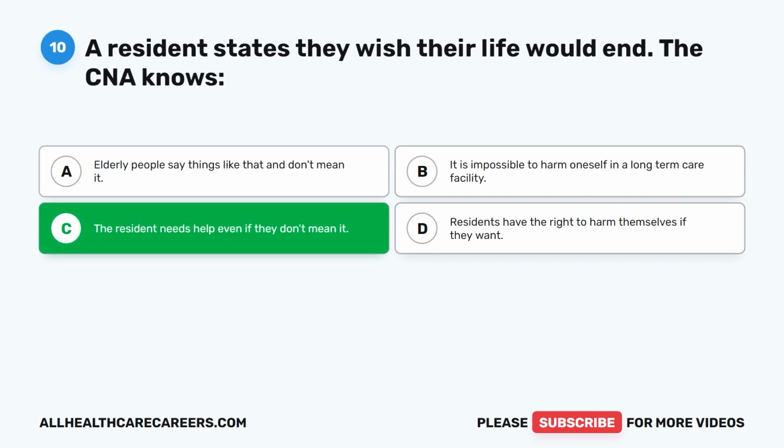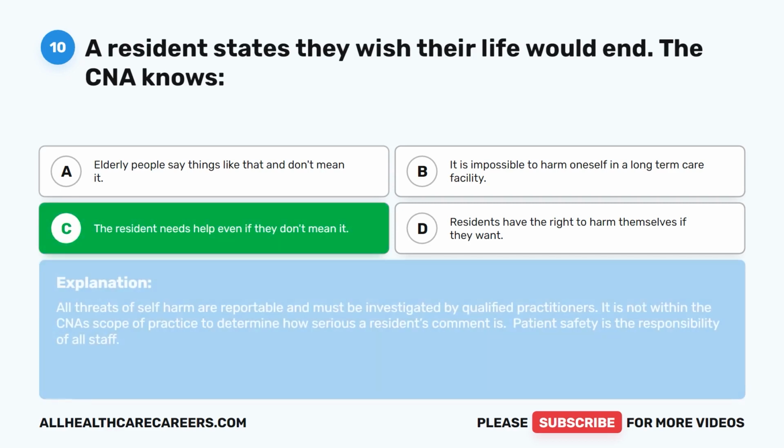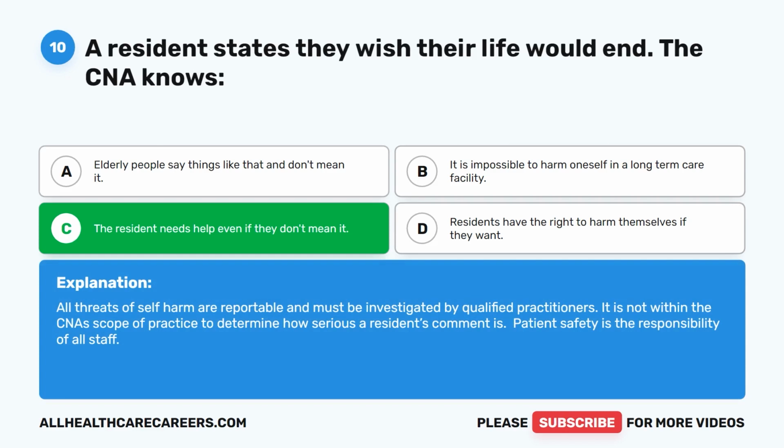The resident needs help even if they don't mean it. All threats of self-harm are reportable and must be investigated by qualified practitioners. It is not within the CNA scope of practice to determine how serious a resident's comment is. Patient safety is the responsibility of all staff.